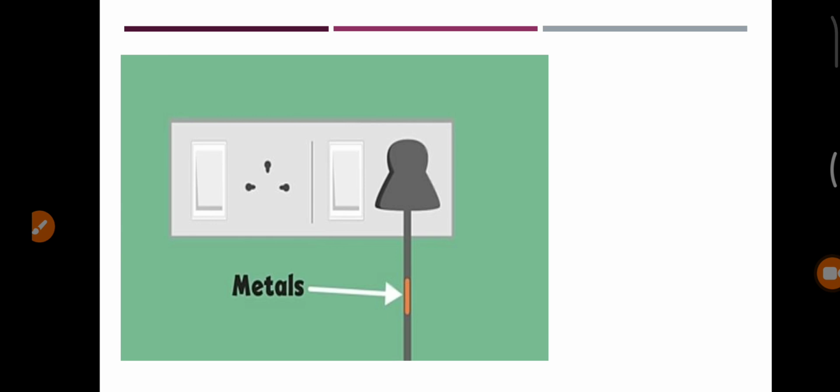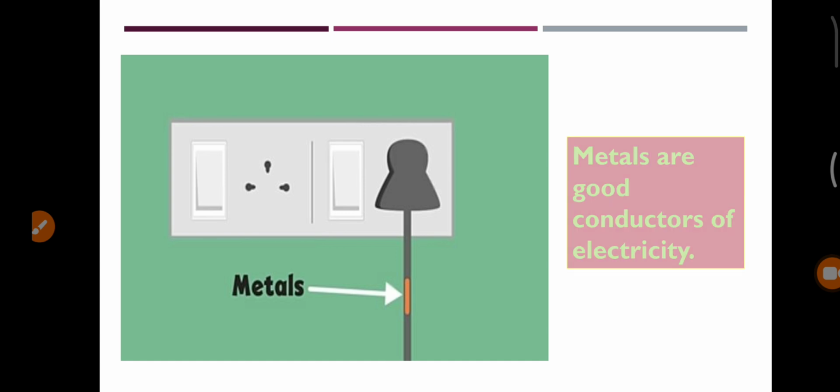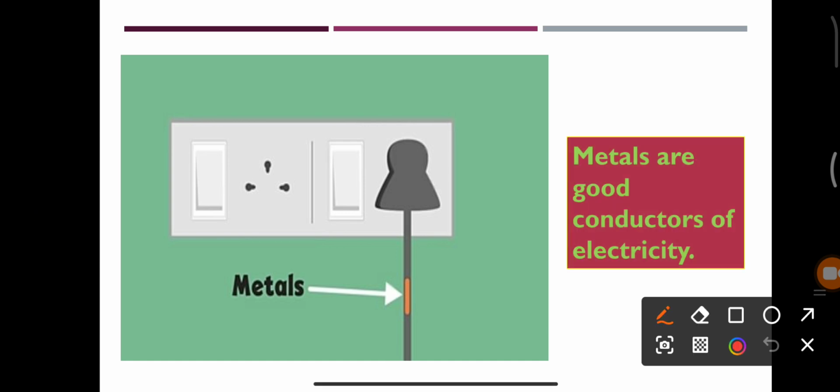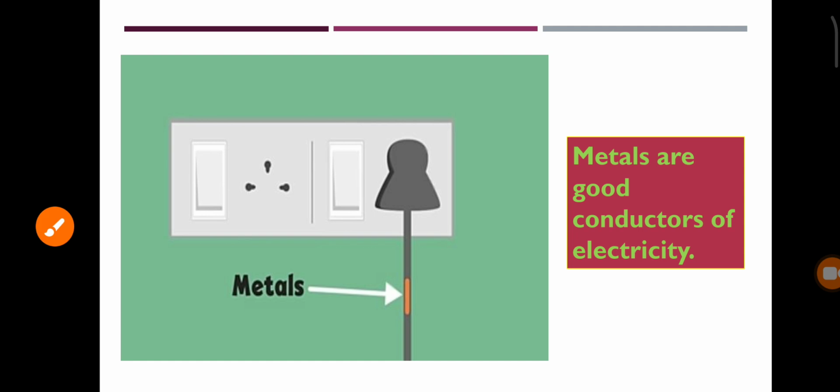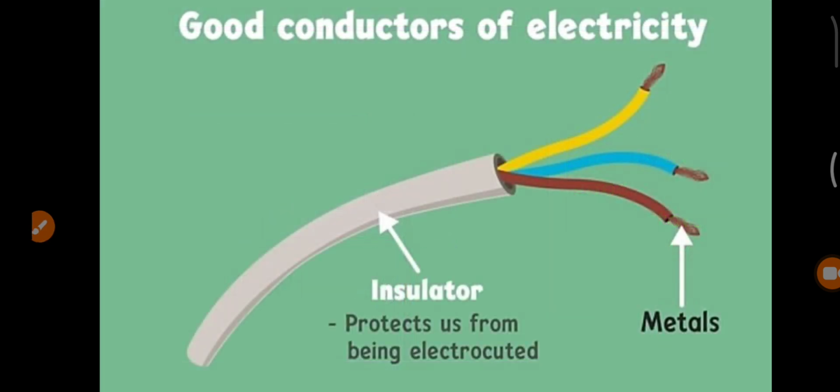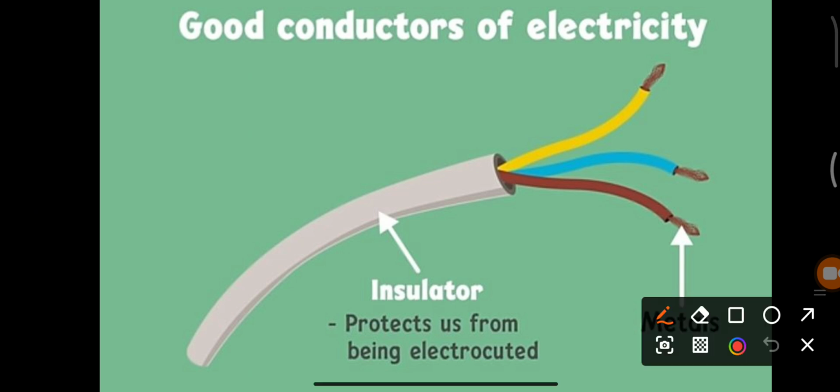Now, electric wires are also made up of metals, aren't they? Why is that? This is because metals are good conductors of electricity too. And because they are good conductors of electricity, they are coated with a rubber-like material which acts as an insulator, which protects us from being electrocuted if we accidentally touch the wire.